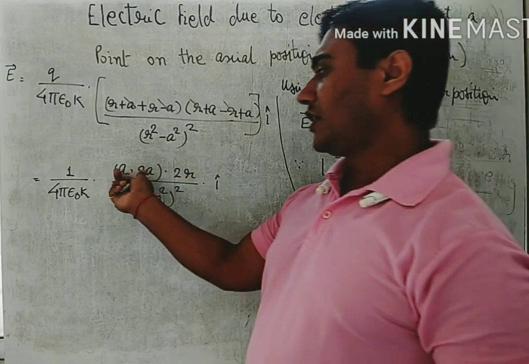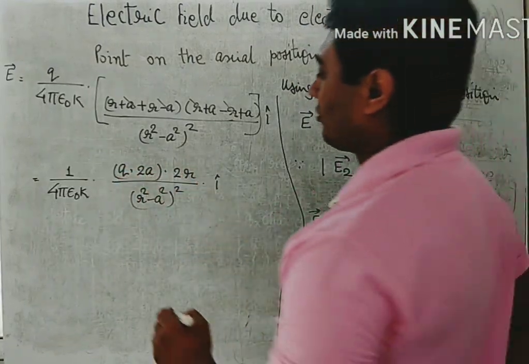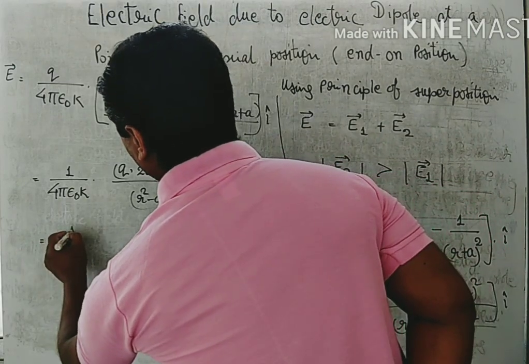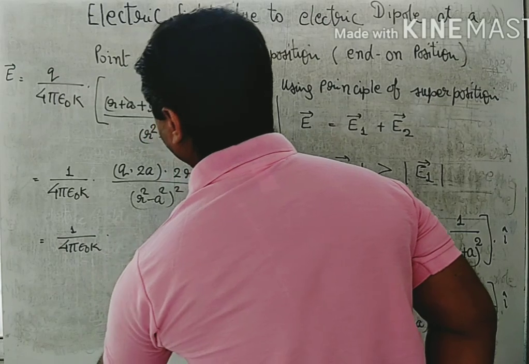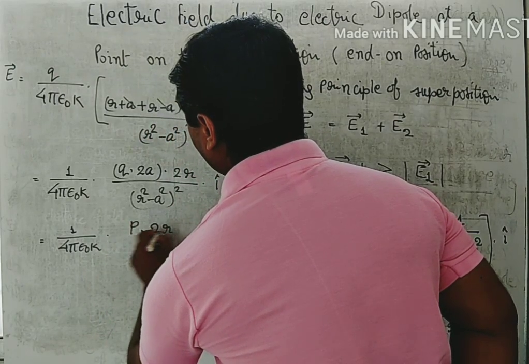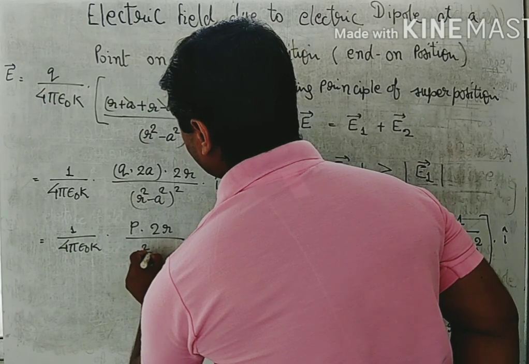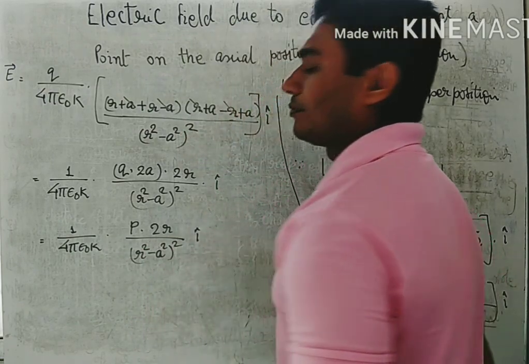Now try to identify this term q into 2a. This is the dipole moment. So we can write further 1 upon 4 pi epsilon naught k into p into 2r upon (r square minus a square) whole square i cap.